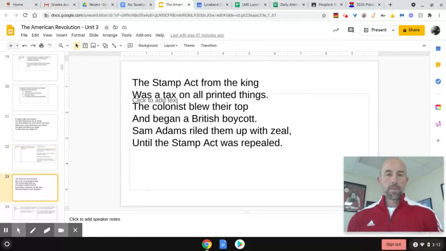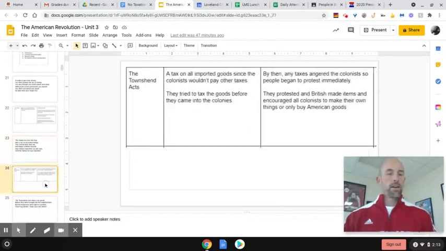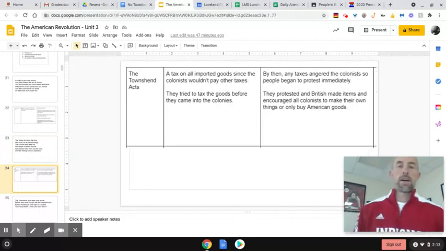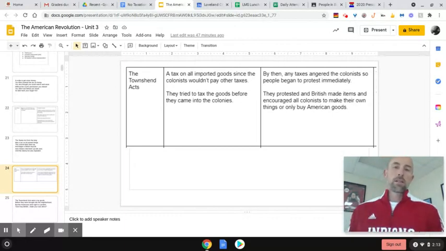My poem. The Stamp Act from the King was a tax on all printed things. The colonists blew their top and began a British boycott. Sam Adams riled them up with zeal until the Stamp Act was repealed. Boom. Amazing. And last but not least, the Townshend Acts. This was a tax on all imported goods, so any goods coming into our country. Since the colonists wouldn't pay other taxes, they decided to tax them before they got into our country.